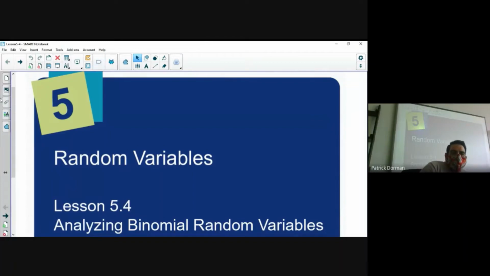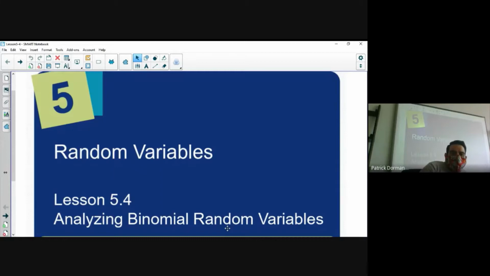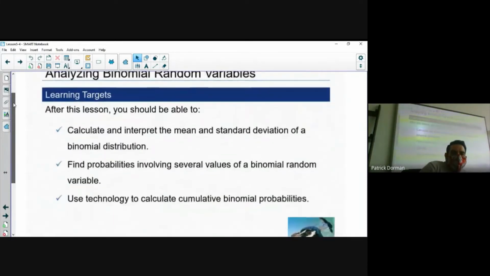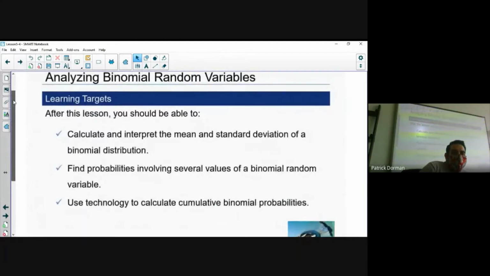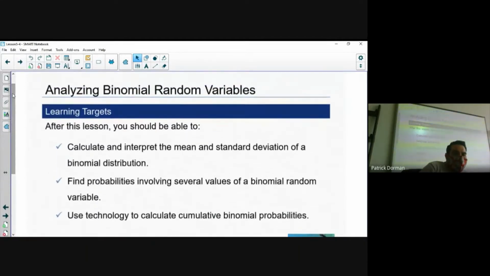We're looking at lesson 5.4. We're going to be analyzing binomial random variables. We're going to calculate and interpret the mean and standard deviation. We're going to find some probabilities. We're going to look at some cumulative binomial probabilities as well.